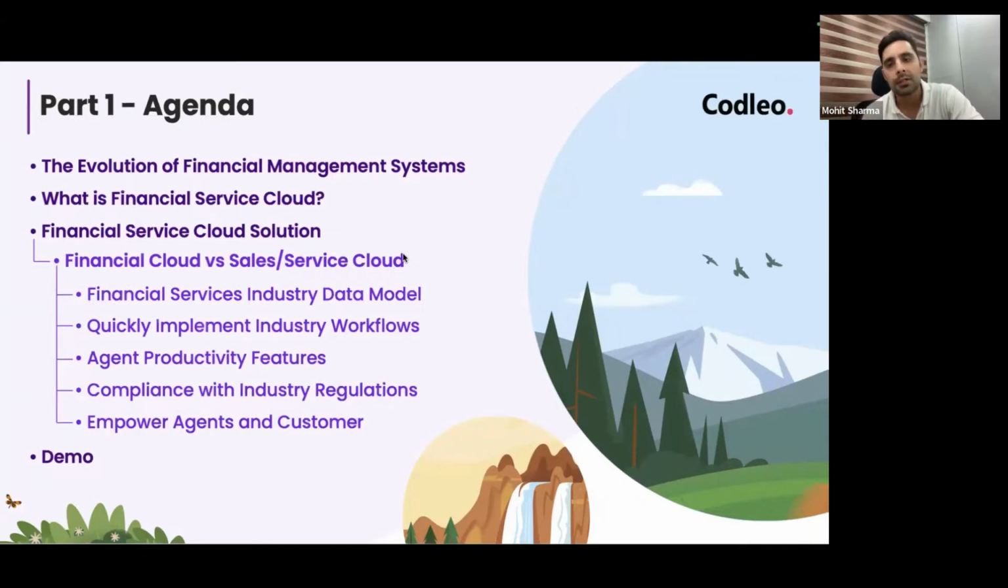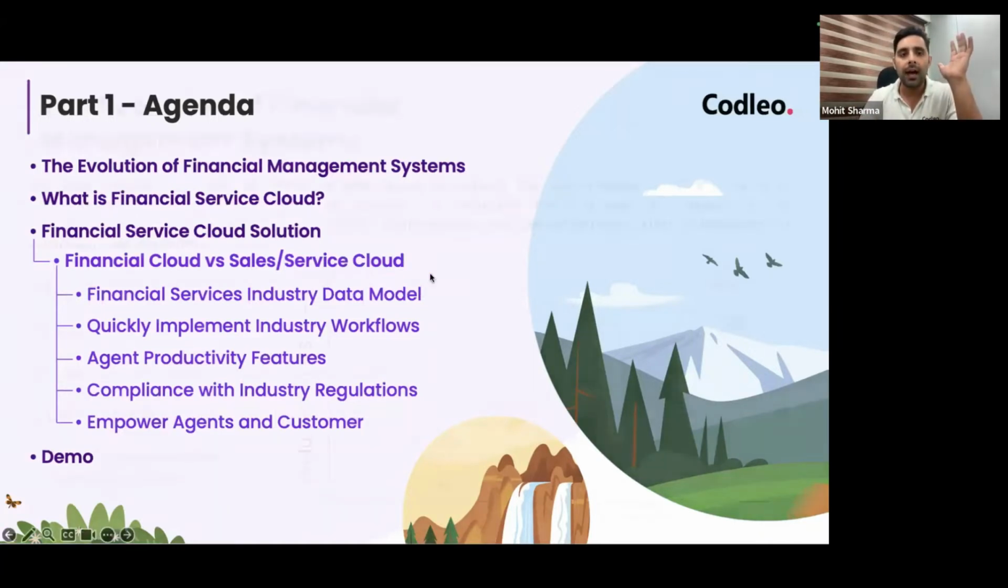And then we also discussed the Financial Services Cloud solutions, where we compared financial services versus Salesforce standard Sales and Service Cloud, and what the major difference is. We discussed the financial services industry data model, quickly implementing industry workflows, and agent productivity features, how agents can productively move ahead with the existing out-of-the-box features as well. We also discussed compliance with industry regulations, because when financial data is involved, it is really important to think about the compliances of this country. This is how the complete suite of Financial Services Cloud supports agents and customers, and we went through a very quick demo last time.